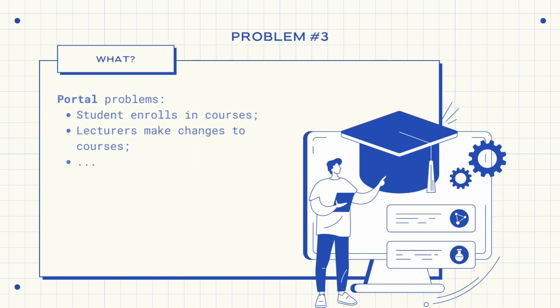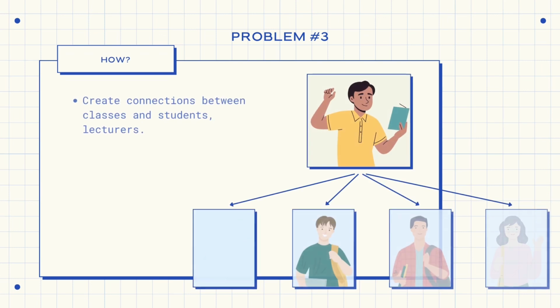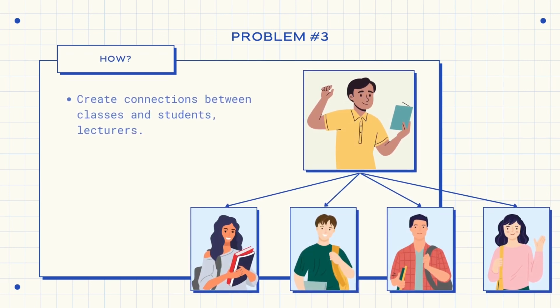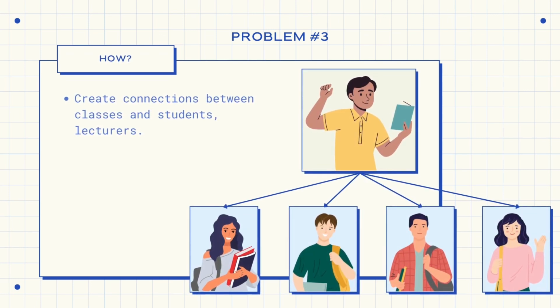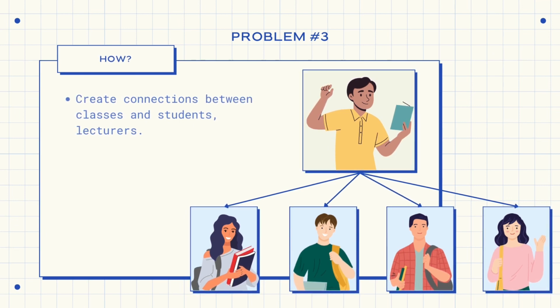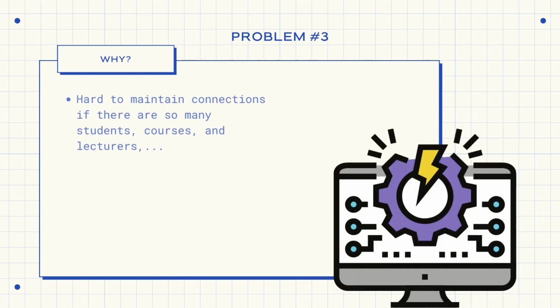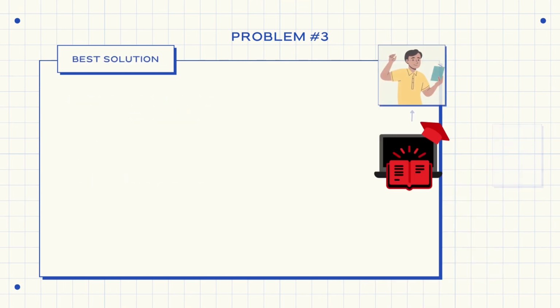The last problem is the portal problem. It's just like the previous one. We will also have a lot of connections to handle. The connection between each student and the connection between each course, teacher, and connection between student and courses and teacher. And this is also hard to maintain if there are too many students, courses, and teachers.